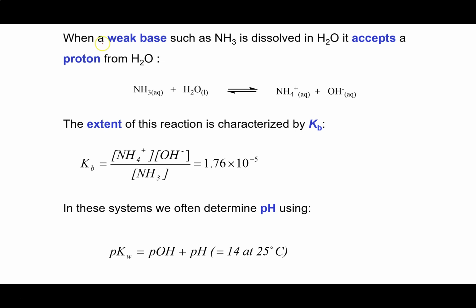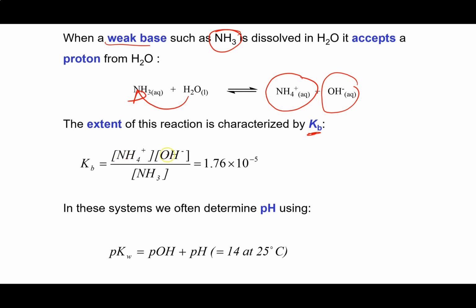Okay, when a weak base, and the classic one is ammonia, is dissolved in water, it accepts a proton from water. That's what it means to be a base, that you're a proton acceptor. And this forms the ammonium cation, the conjugate acid of the weak base ammonia, and the hydroxide anion. And we've mentioned this earlier, when we dissolve a weak base, we can characterize its equilibrium by Kb.